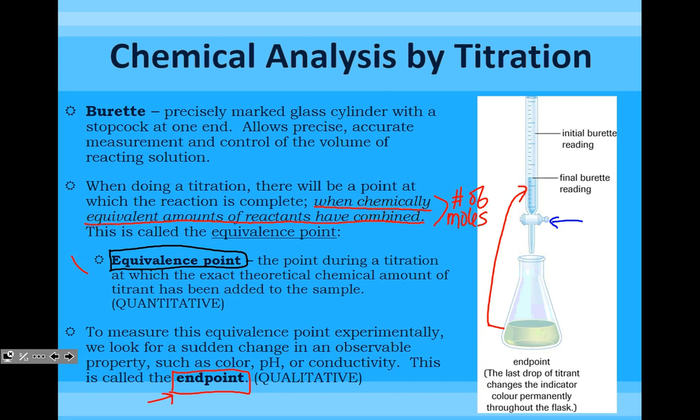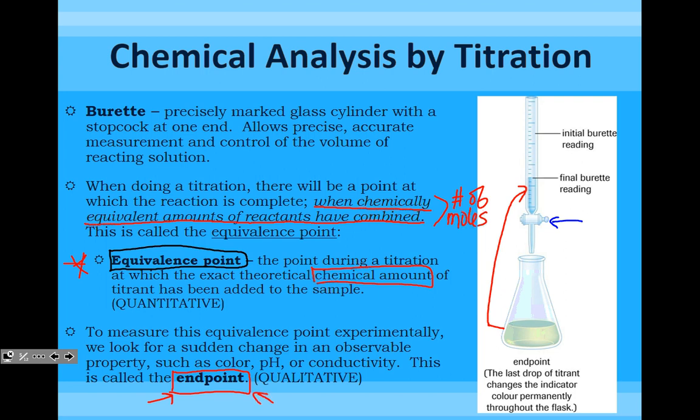So to recap, equivalence point: the point during a titration at which the exact theoretical chemical amount, here we have another special word, chemical amount, that means number of moles, of titrant has been added to the sample. To measure this equivalence point experimentally, we look for a sudden change in an observable property such as color, pH, or conductivity. This is called the endpoint.